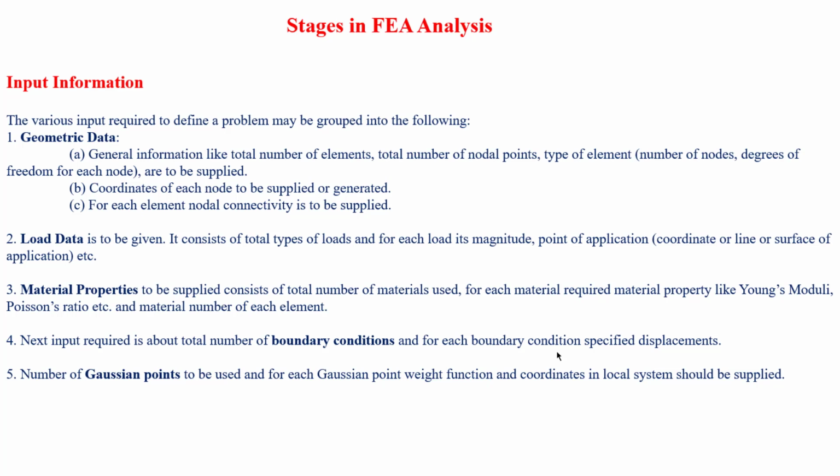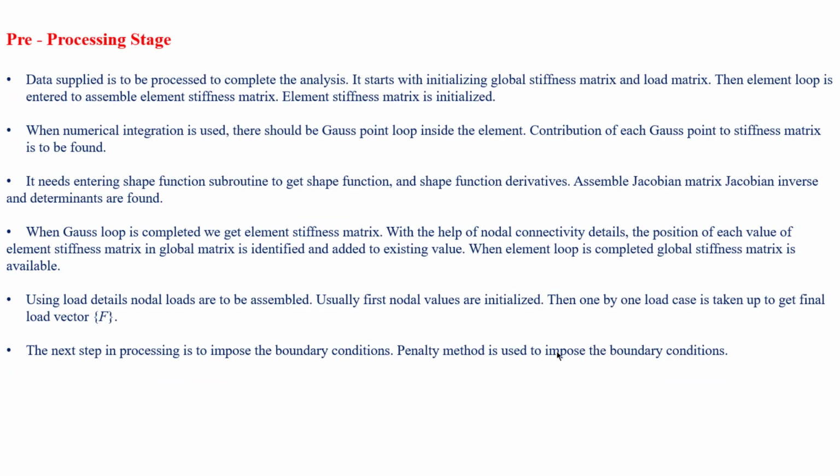So we need to define the boundary conditions, okay? Specified displacement, whether it is there or not, everything we need to check with respect to boundary conditions. Now for all these things, the Gaussian points will be created for each and every element, okay? Well, once you give all these inputs, what exactly happens in the pre-processing stage?